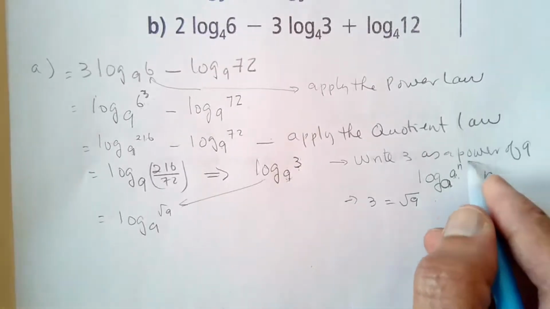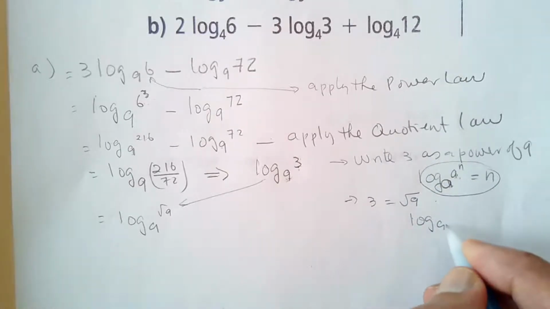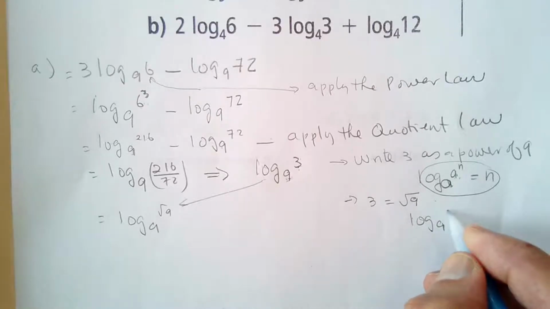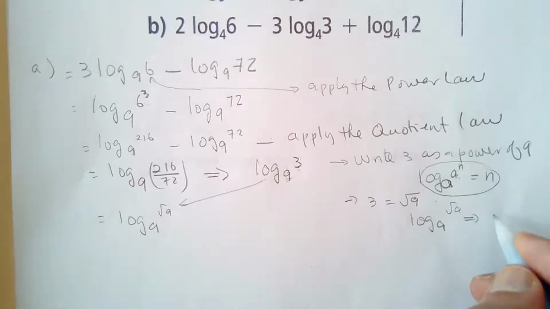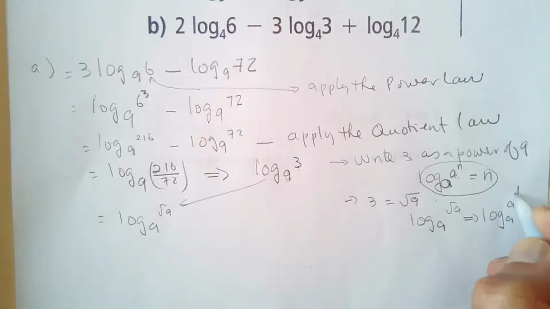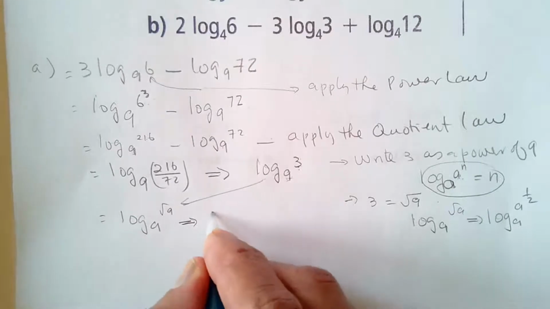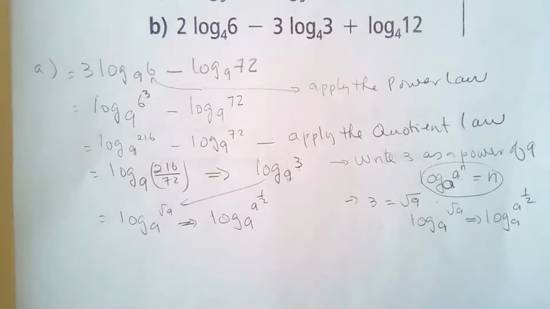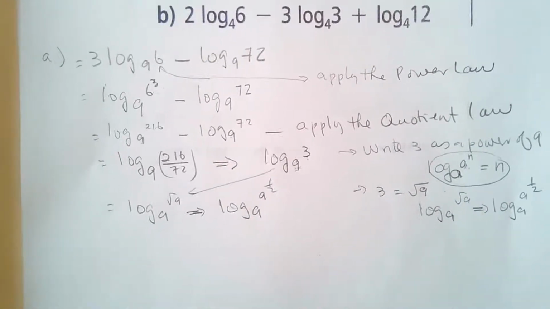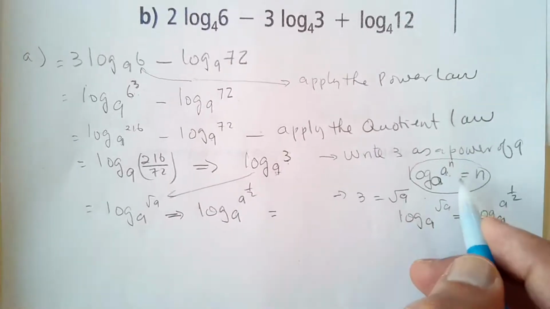See, it's getting to this point now. So now what we have here is log 9. Now the square root of 9 could be written as 9 to the power half. This could be log 9 to the power half. I'm just rewriting this. Remember your exponential rule. Now this applies this rule here.